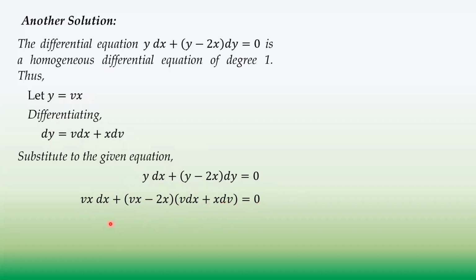Then multiply natin. Ayusin natin yung equation. So, rewrite lang ito. vx dx. Multiply mo to dito. We will have v squared x dx. Multiply din sa isa, v x squared dv. So, yun yun. Minus 2vx dx minus 2x squared dv equals 0.